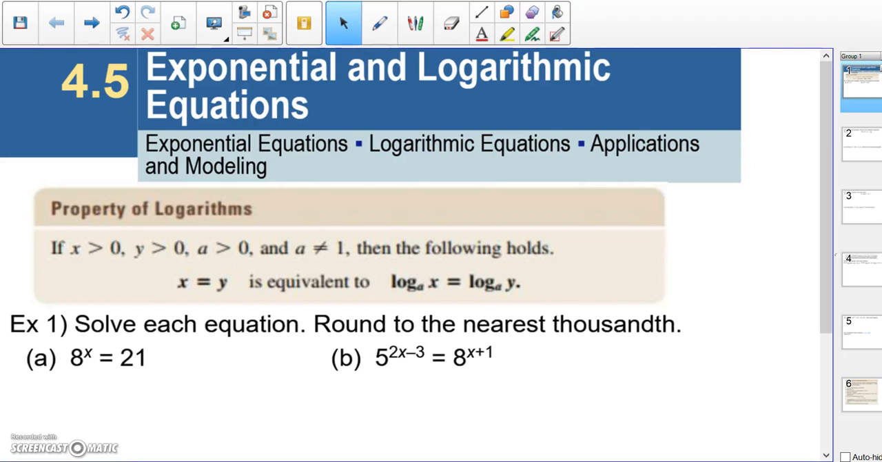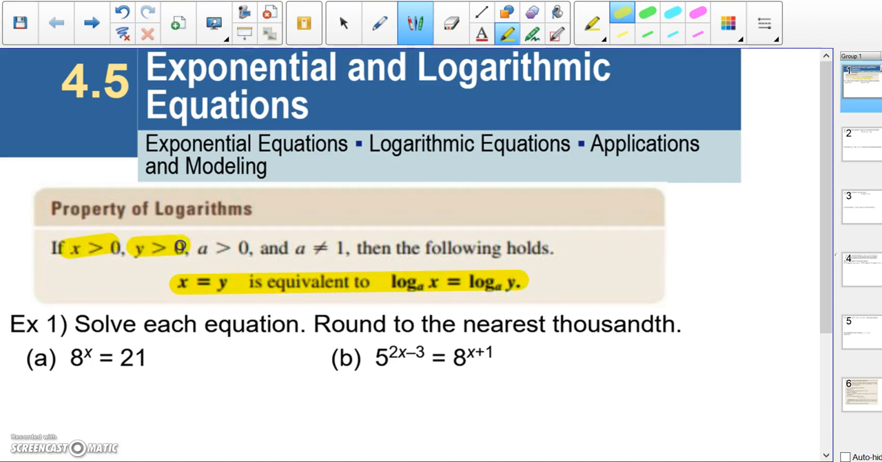4.5 Exponential and Logarithmic Equations. We start with the property of logarithms, and it seems pretty inconsequential, but what you want to pay attention to is notice that x and y and of course the base are all supposed to be greater than 0. That's going to come into play when we're talking about our domains, but overall this property is going to help us to solve some of the equations.